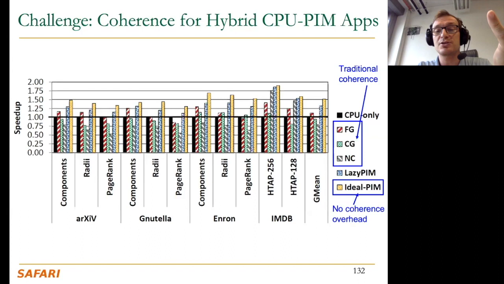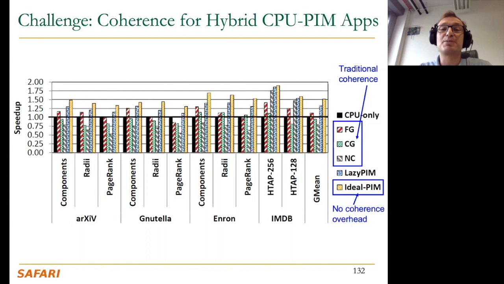But now you have a coherence problem, right? The transactions may touch some data. Analytical processing can touch a lot of data. And if one of them modifies the data, the other one needs to know about it. Otherwise, you'll get wrong results, right? So that's the coherence problem, basically.